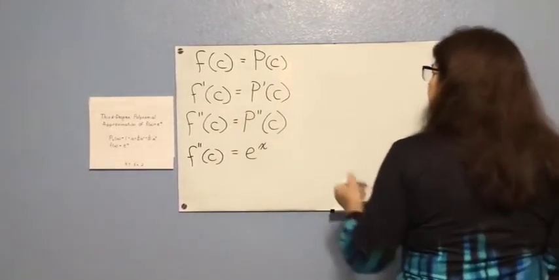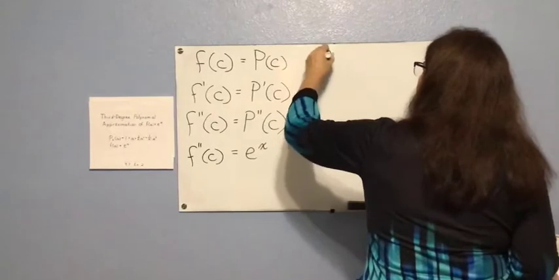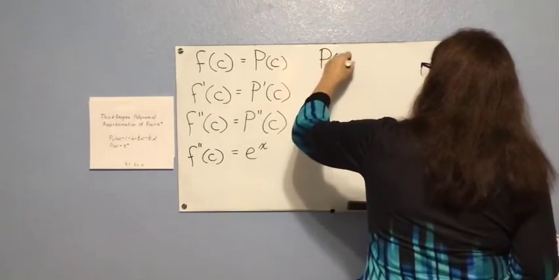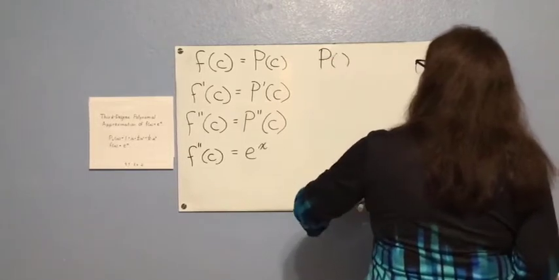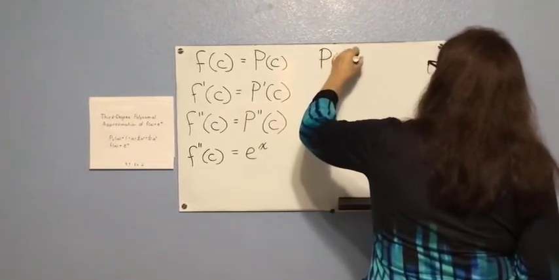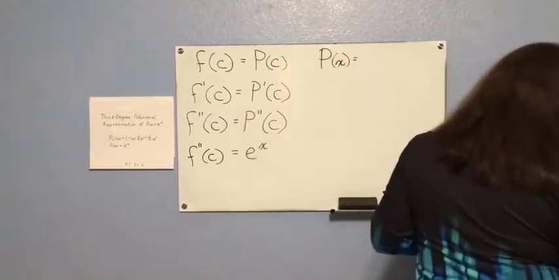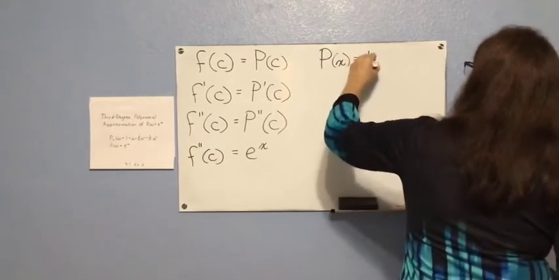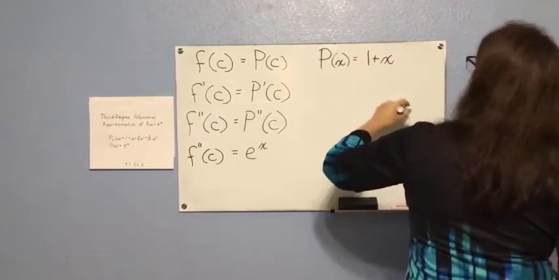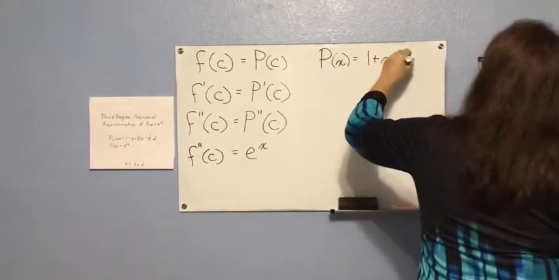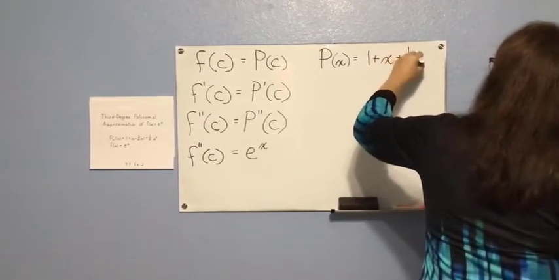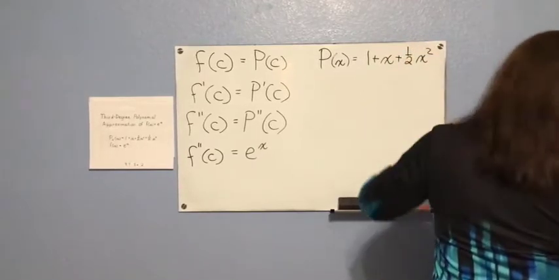To make the second derivatives the same, I can use this form. I have 1 plus x like I did before, but to make the second derivatives the same, I'm going to have to add 1/2 x squared.